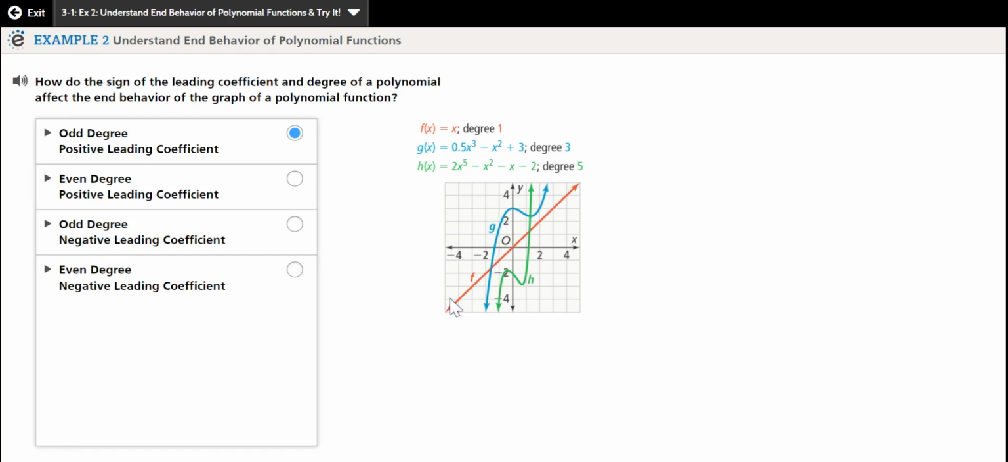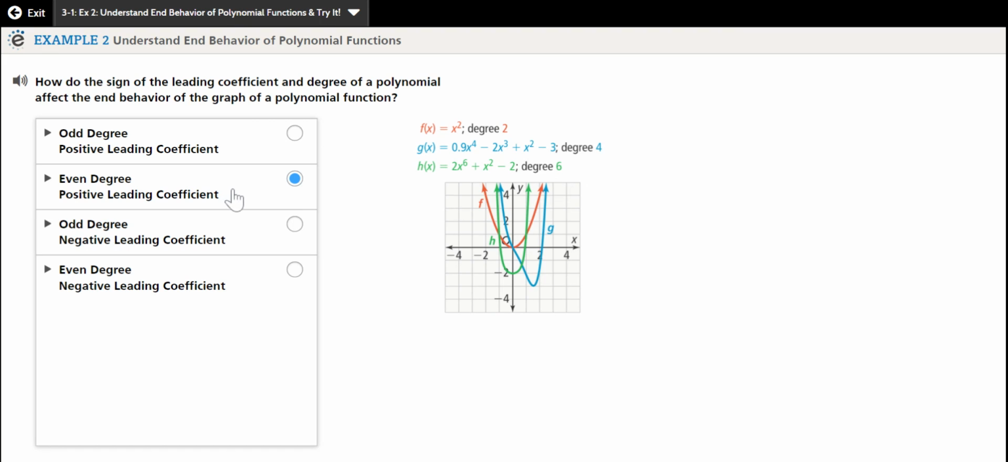So as we look at the graphs, the characteristic of each of these graphs is that they all drop down to the left and they rise up to the right. Another way to think of that is that as x increases, the function increases, or the y value increases.